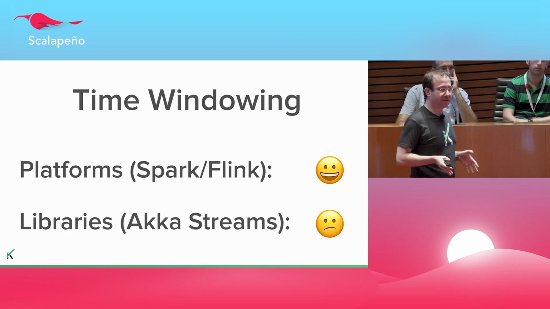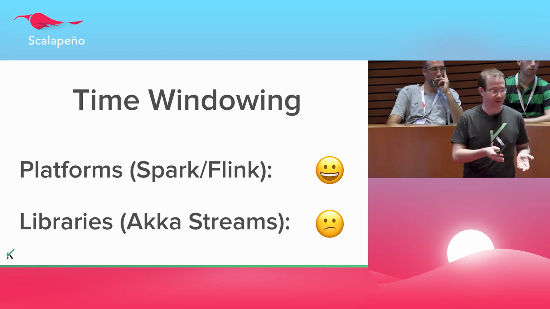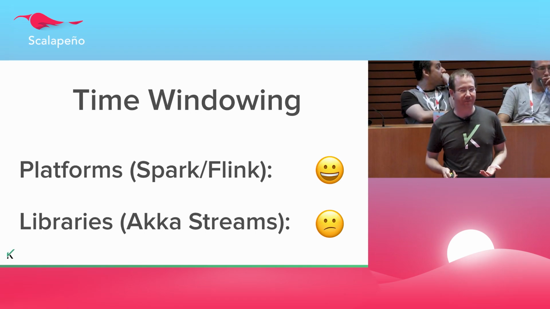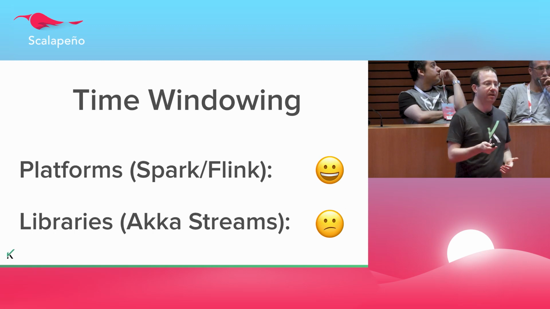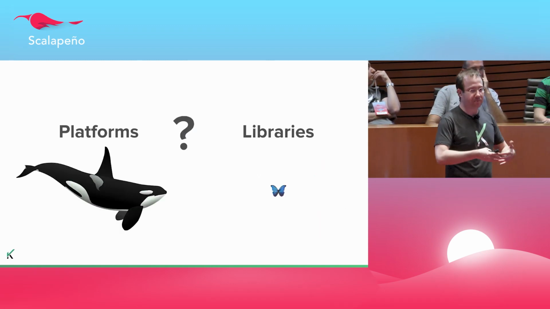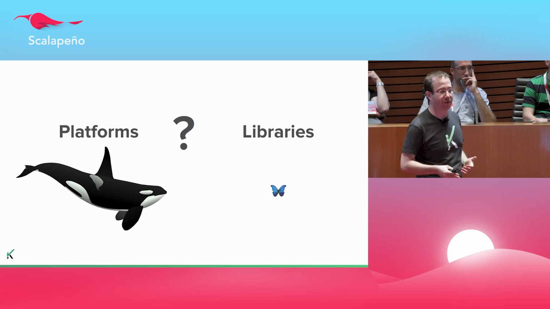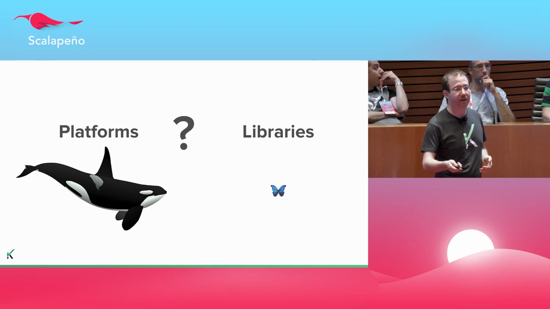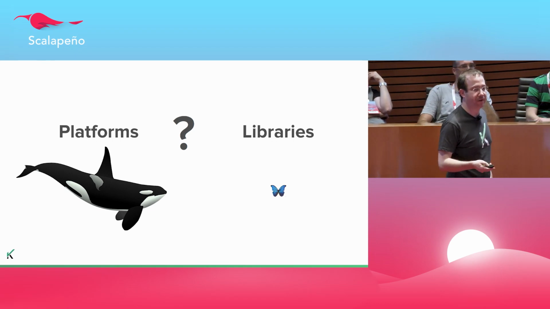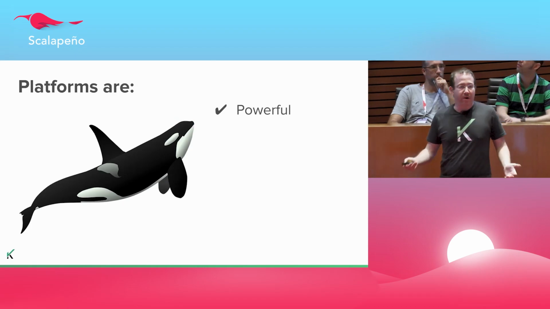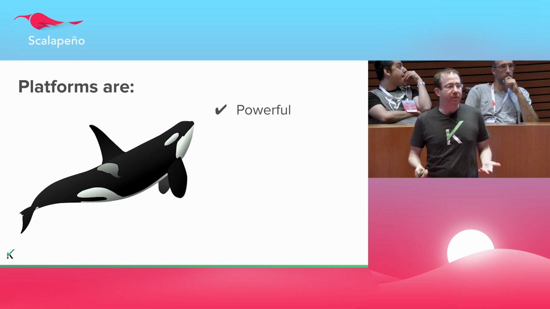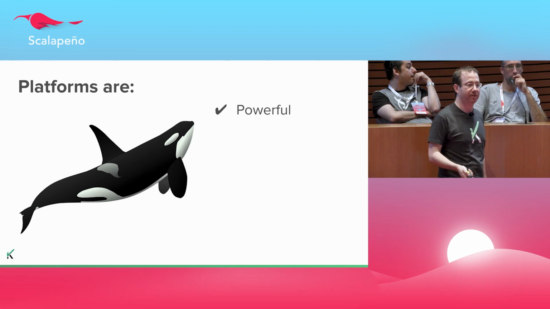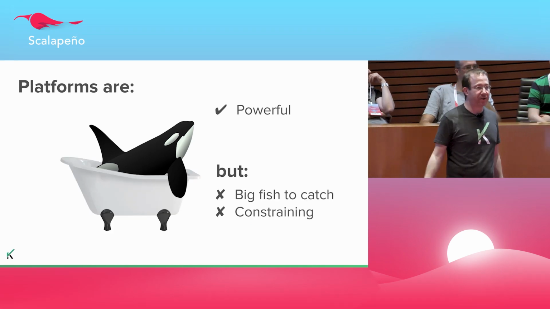So time windowing is available on both Spark and Flink, and on libraries such as Akka Streams, on the other hand, except in very limited form when it comes to streaming libraries. And this is something that's important to us for the use case I described. So we were faced with the dilemma of choosing a platform, we were considering Flink, or Akka Streams as a library. So platforms are powerful, they're featureful, but if you don't have a Spark cluster available on hand and that's something that you haven't yet adopted in the organization, then it's a pretty big fish to catch.